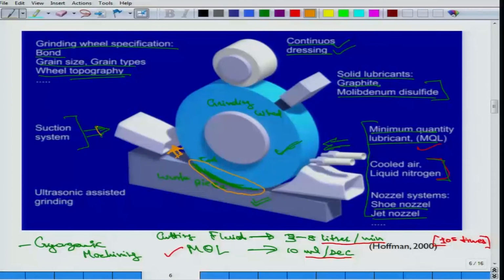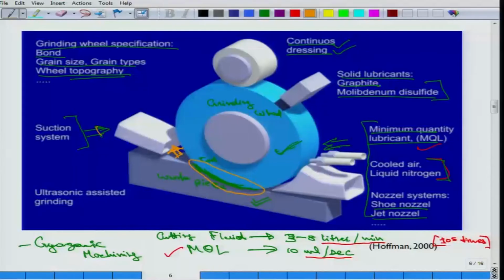With this I would like to conclude this session, and in the forthcoming sessions I would discuss these techniques: minimum quantity lubrication and cryogenic machining. There is also one method known as dry machining, that is, do not use cutting fluid, no cutting fluid at all. So this is 3 to 8 liters per minute, this is 10 milliliters per second, and in this it is 0.